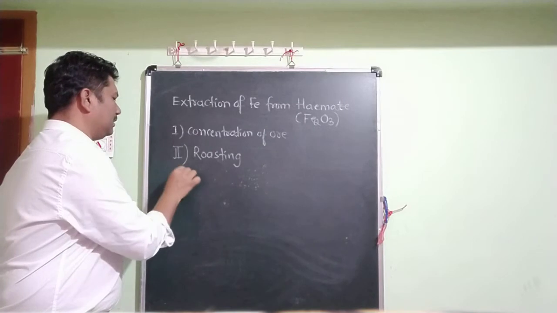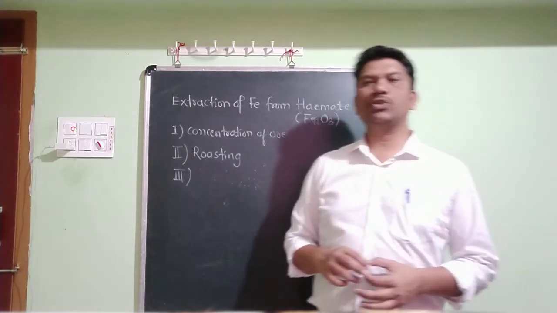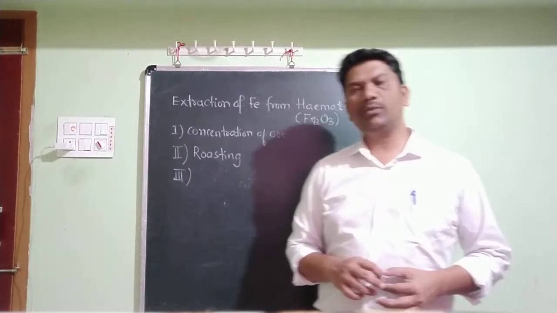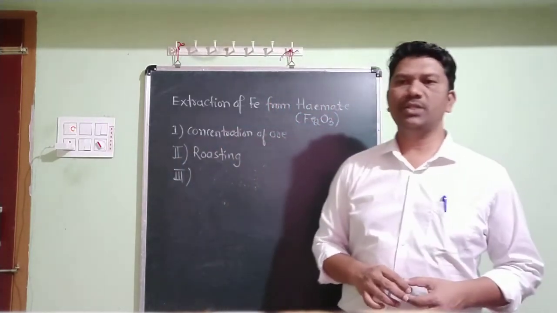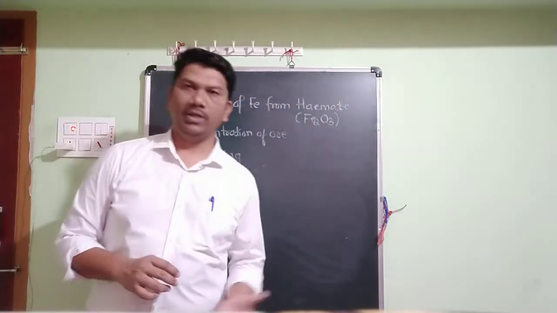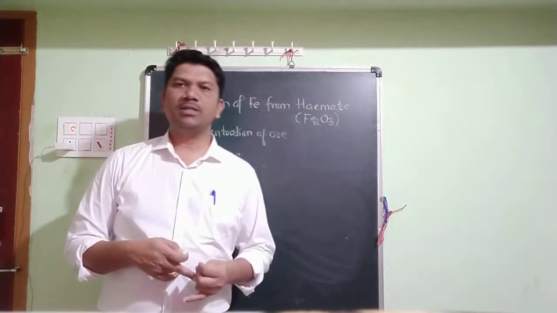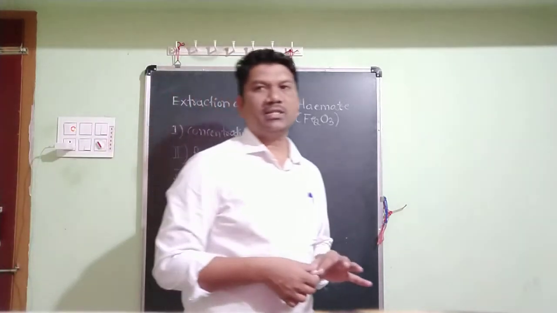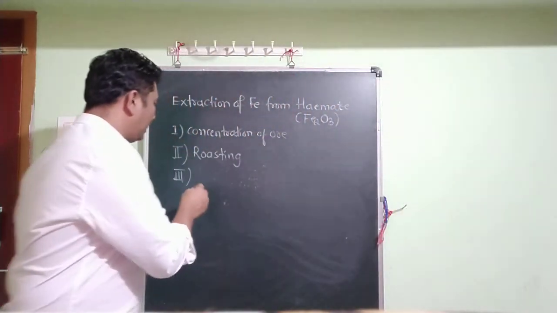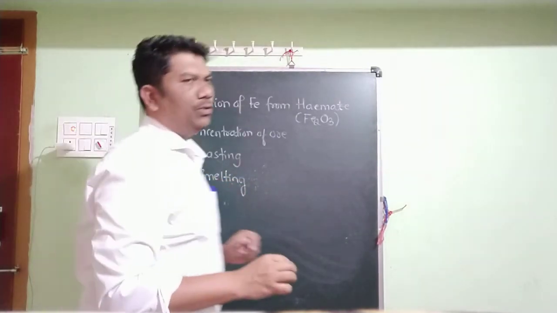And step number 3. According to general steps, step number 3 is reduction of oxide into crude metal. In reduction of oxide into crude metal, we have different methods: pyrometallurgy, hydrometallurgy, and electrometallurgy, and in pyrometallurgy smelting is also there. We know what is pyrometallurgy, what is smelting, what is hydrometallurgy, and what is electrometallurgy. Here in the 3rd step, in the extraction of iron from hematite, we have to use smelting. And you know what is smelting?